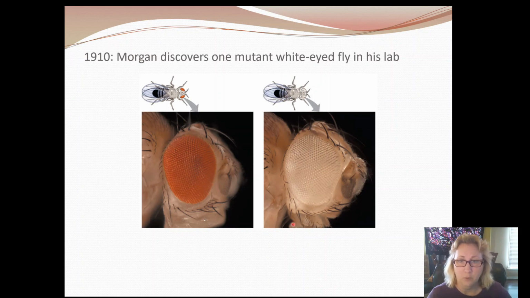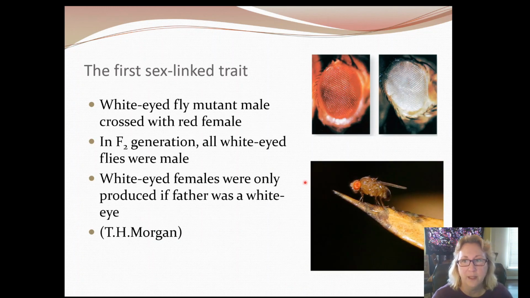He found a white-eyed fly among the flies in his lab while he was cataloging his new mutations. The first thing you do when you have a new mutation is find out if it's dominant or recessive. To do that, you do a breeding experiment, and he crossed it with a normal red-eyed female. Just like he expected for a recessive trait, the F1 generation were all red eyes. That's just what he had gotten with many other experiments when he discovered a recessive trait. So all the F1 generation was red eyes, the wild type, just like we would expect.